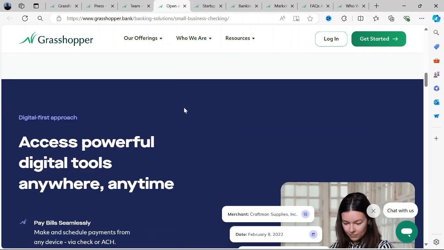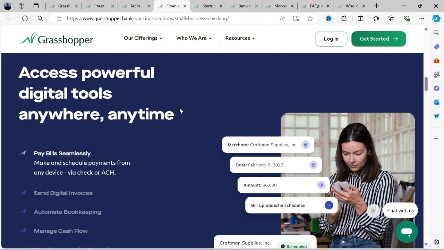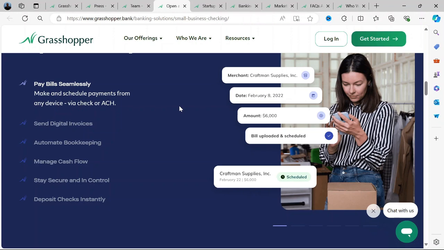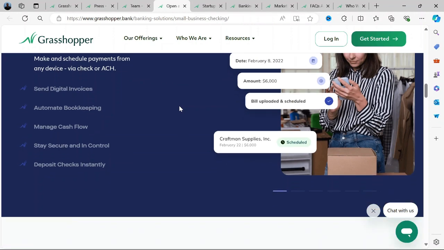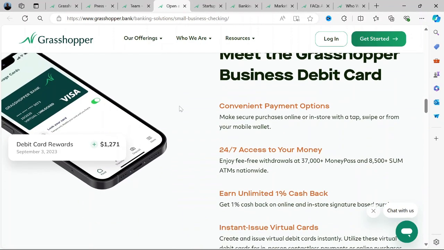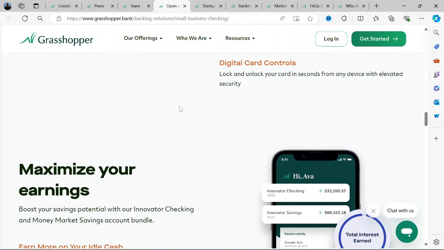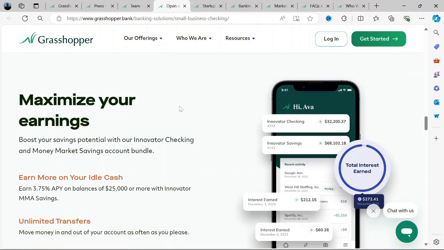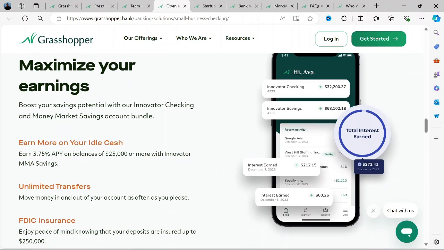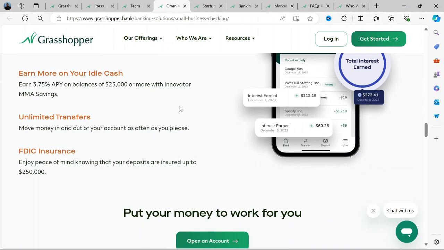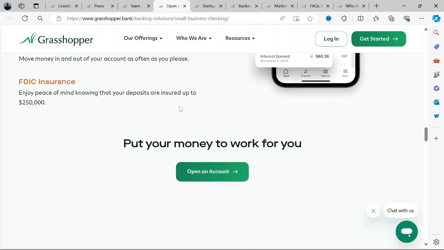Virtual and physical debit cards. Grasshopper offers both virtual and physical debit cards that can be easily managed through their mobile app. These cards can be used for business expenses, and the platform provides detailed spending analytics to help manage cash flow. Treasury management. For businesses with more complex financial needs, Grasshopper provides treasury management services. This includes cash flow forecasting, liquidity management, and automated investing options to help businesses maximize their capital.